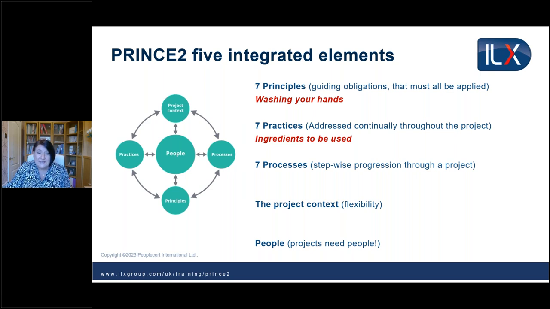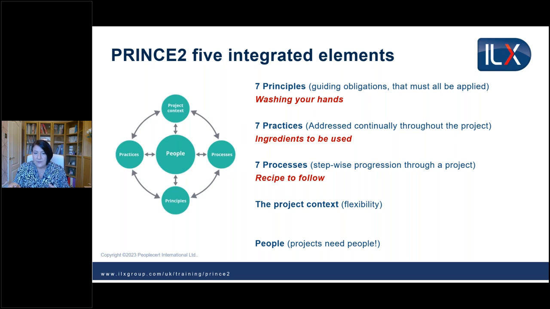Now, coming down to the processes. The processes is a stepwise progression through the project, from getting started to project closure. But each of the 7 processes is actually made up of a number of activities, a number of steps inside there. Now, those processes tell you exactly what to do with the project. Now, if we had never made a cottage pie before, we might look towards a recipe to give us the guidance, to give us that step-by-step of what to do. But the recipe tells you what to do with the ingredients at that point in the recipe, at that point in the project. But the recipe will not tell you to wash your hands, because that's a principle, that's an underlying rule.